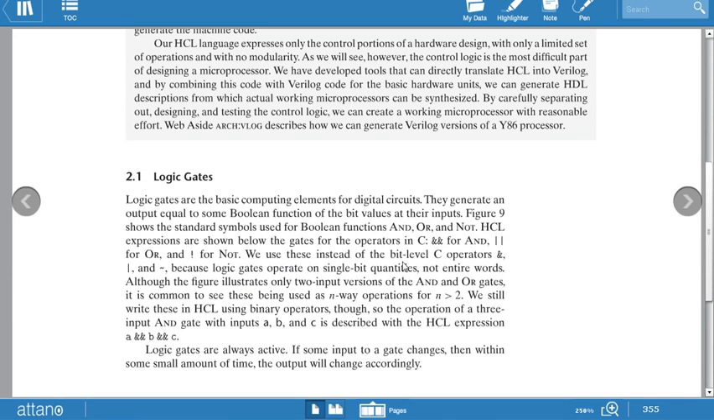Then we have these instead of bit level C operators like this one, this one, this one. There are multiple C operators also like AND, OR, NOT, but we are using double ampersand, double pipe, and NOT operation. Logic gates are always active, it cannot be deactivated.